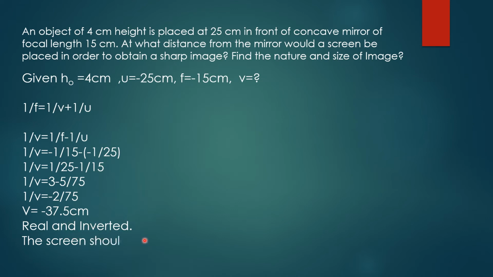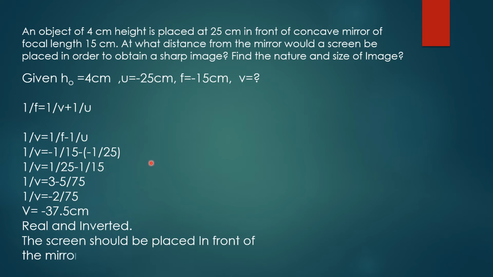So, where should the screen be placed? The screen should be placed at a distance of 37.5 centimeters from the pole of the mirror, in front of the mirror. So, the screen should be placed in front of the mirror at a distance of 37.5 centimeters from the pole of the mirror. Are you clear about that?